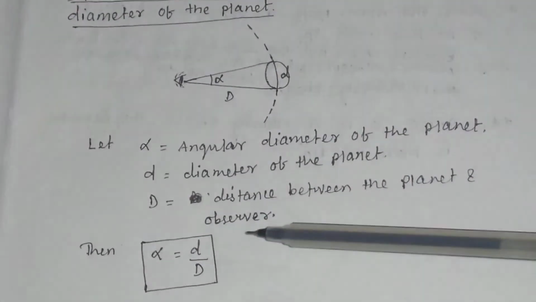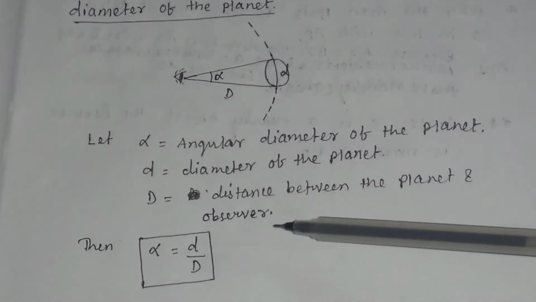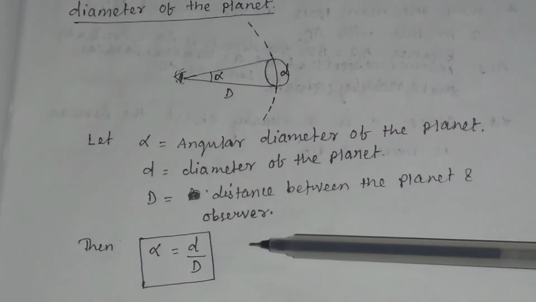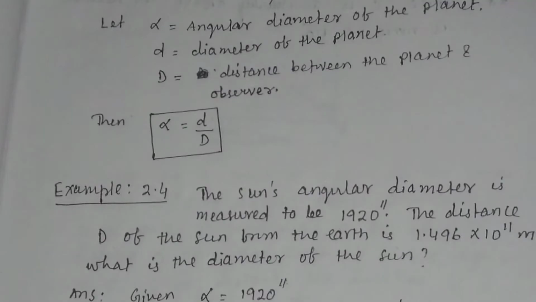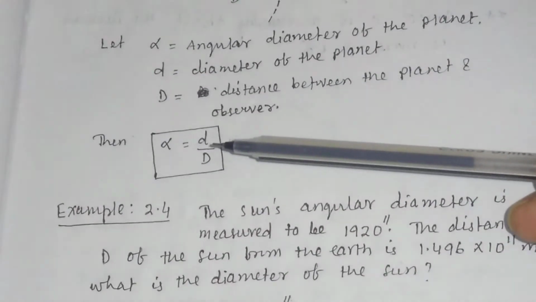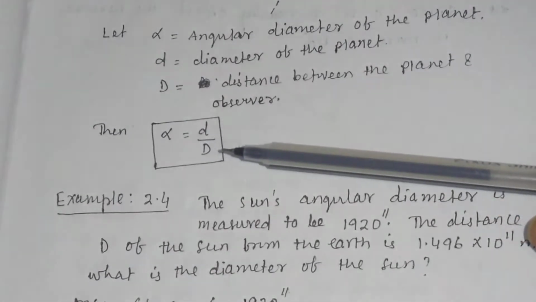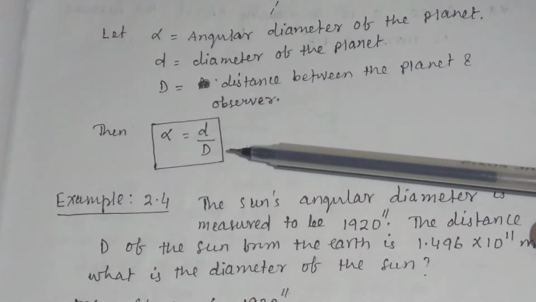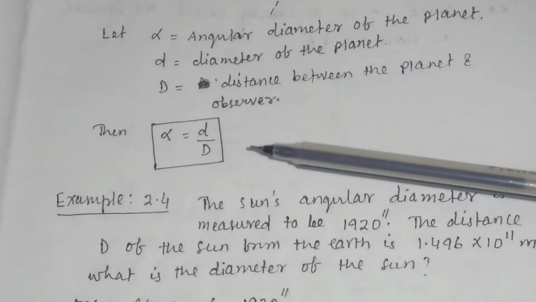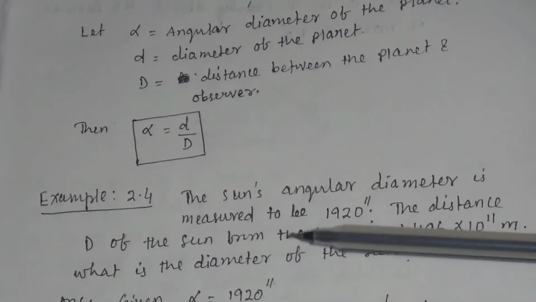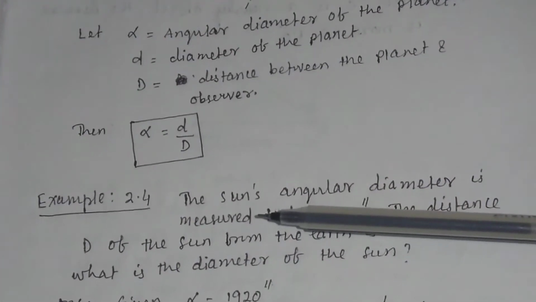So using this formula you can calculate the angular diameter of the planet. Or if the angular diameter of the planet is given, you can calculate the diameter of the planet or sun. Now this can be well understood from this problem.